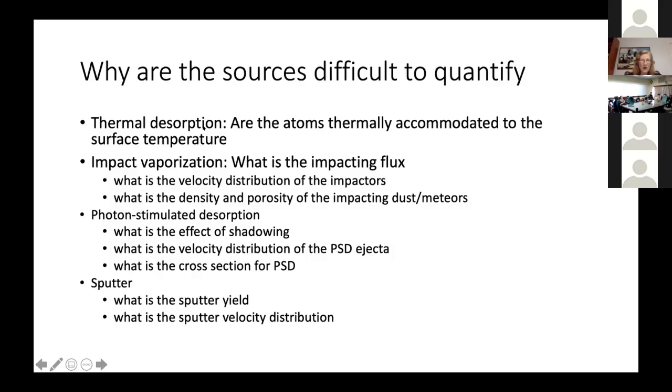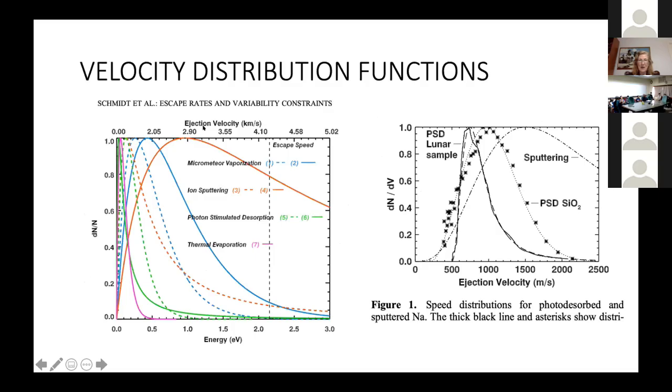I've been working a lot on sputter recently, and the sputter yield is really not well known, especially for sodium, because you have to know the surface binding energy, but how to define that surface binding energy if you're talking about a mineral, you know, that really isn't well known. And what is the sputter velocity distribution? You would just be amazed at the different distributions that have been used.